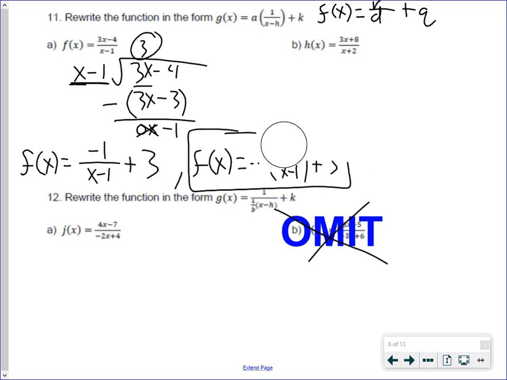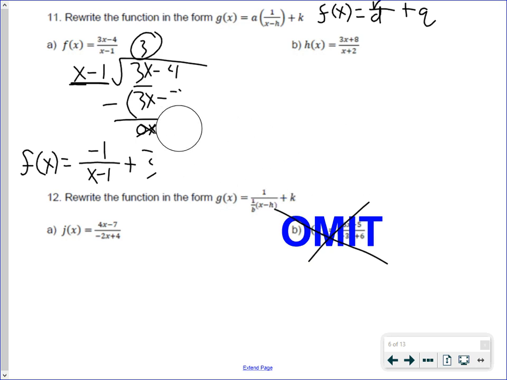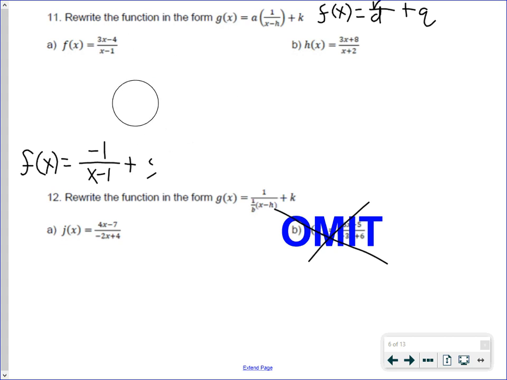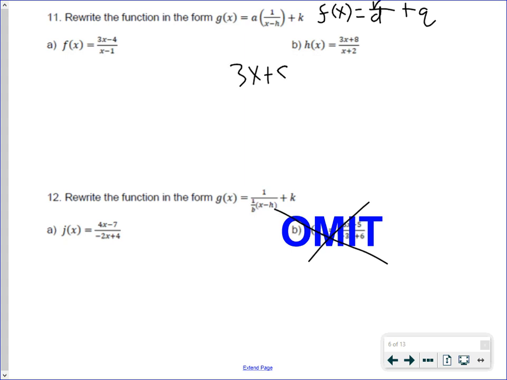Okay, so let's go ahead and go over 11b now. For 11b, we're going to do the same thing. We're going to divide the top by the bottom. So we have 3x plus 8, all divided by x plus 2. So we want to see how many times does x go into 3x, or x times what gives you 3x? That's going to be 3. So now we take that 3 and multiply it with the whole x plus 2, and we get 3x plus 6.